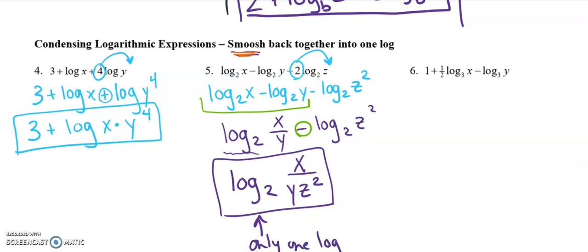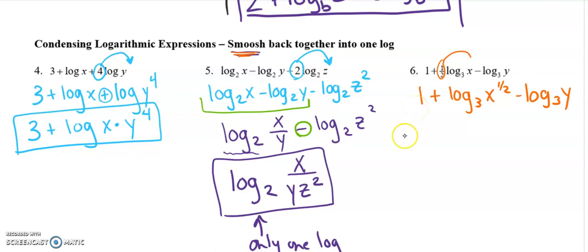Okay. And last but not least, we've got 1 plus 1/2 log base 3 of x minus log base 3 of y. First of all, push the exponent up. 1 plus log base 3 of x to the 1/2 minus log base 3 of y. We're going to leave the constant alone for right now. Nah, let's deal with that. 1. Log base 3 of what is 1? Log base 3 of 3 is 1.